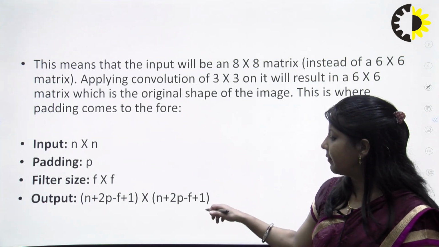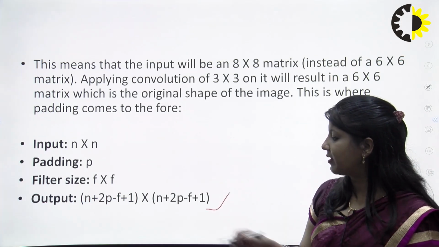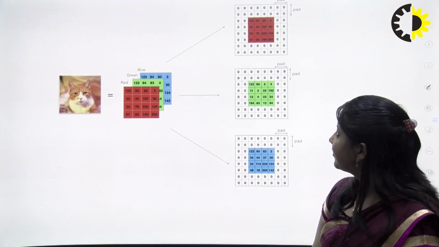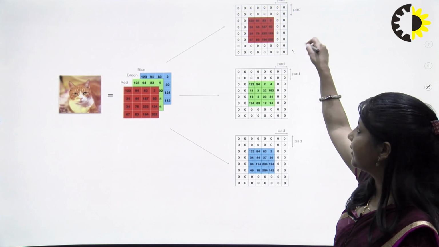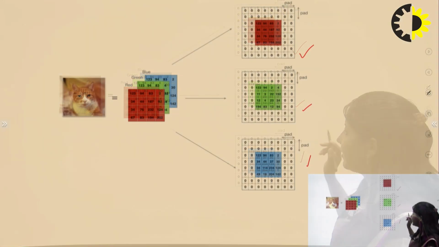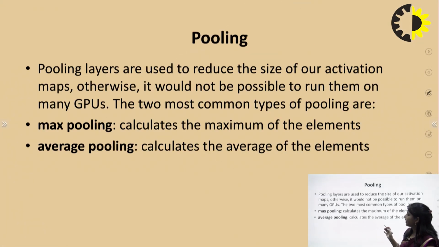So after the padding bit, the size of the output image will be n plus 2p minus f plus 1. This is the padding we apply here, padding of columns and rows in the RGB channels, like that. So the next layer is the pooling layer.